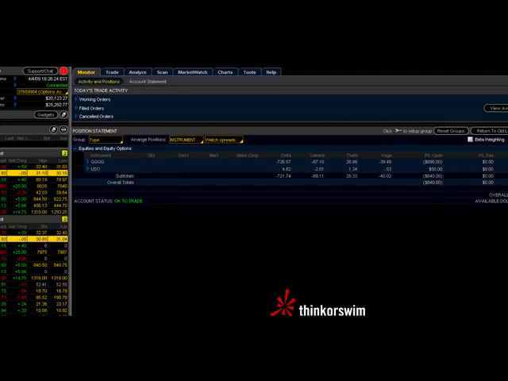Let's look at our current position. We have a position made up of mostly QQQs and a little bit of USO. USO makes up a very small part of this portfolio, so we'll go ahead and analyze that one first.